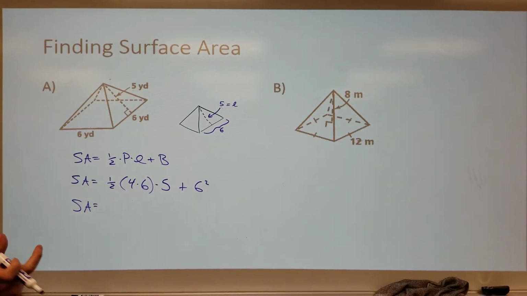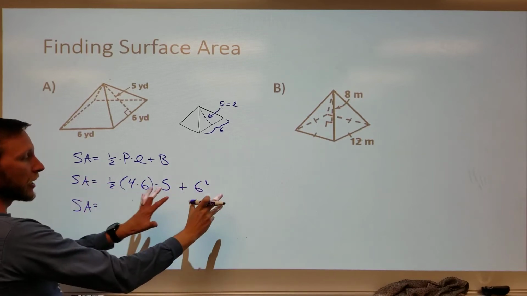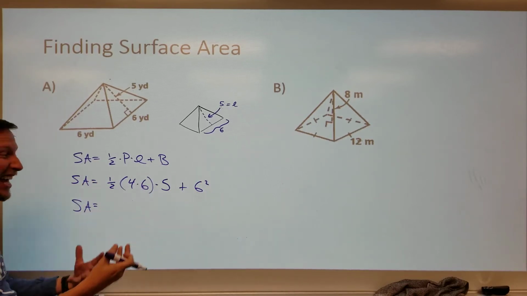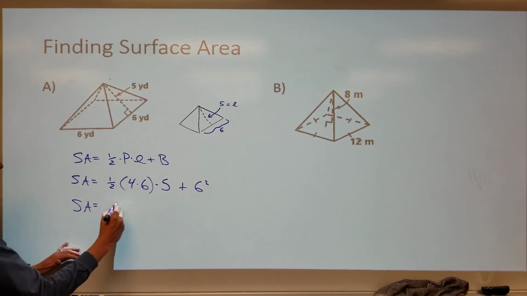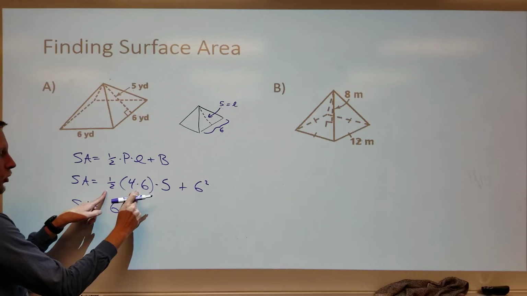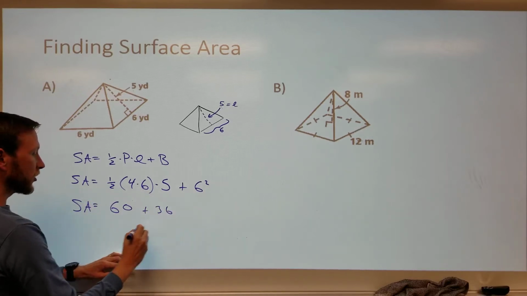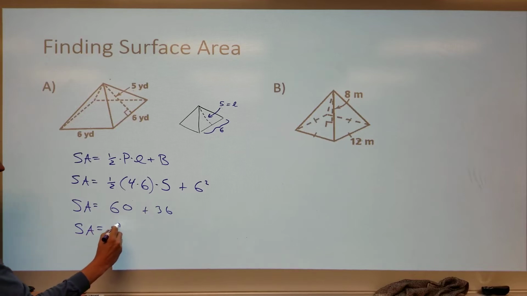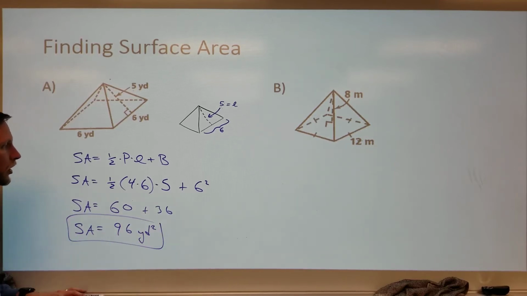Now, you may have noticed in the first video, I kind of prefer to find the lateral area and the area of the base separately and then add them together. I don't know if that is something that you would enjoy either, but here we have half of 24 makes 12, times 5 makes 60. 6 squared is 36, and that gives me the total area of 96 square yards. All right, so we have found the surface area of this pyramid.